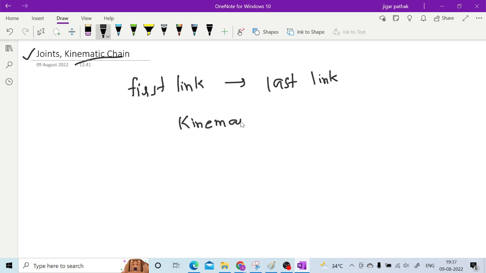So once you have kinematic chain, right, suppose we are taking this as kinematic chain, you are having your different links.